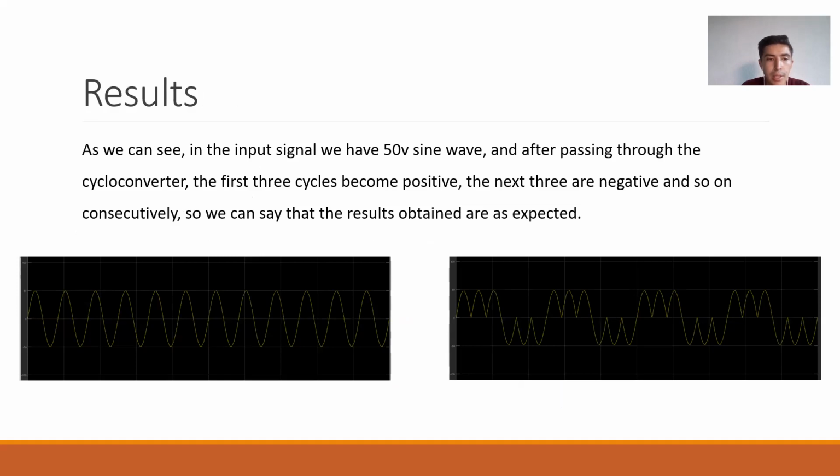Here we can see the results for the simulation. On the left, we can see the input signal. As we can see, it's a sinusoidal signal with 50 volts amplitude. And after passing through the cycloconverter, we can see that we have 3 continuous positive cycles, then 3 negative cycles, and so on.